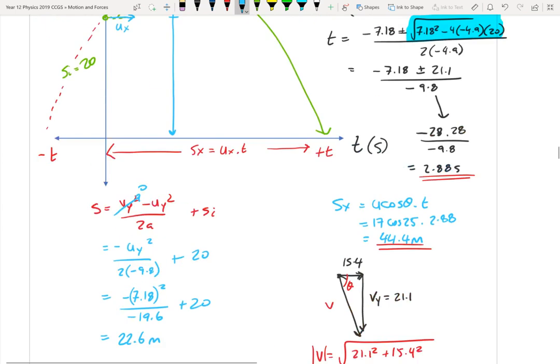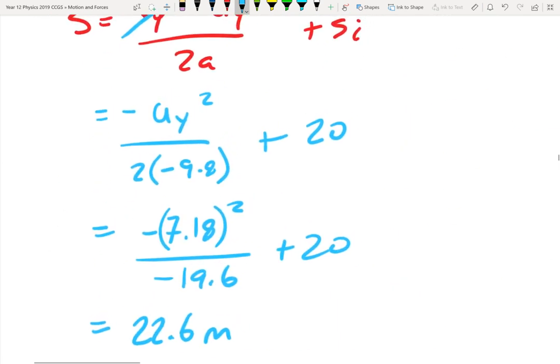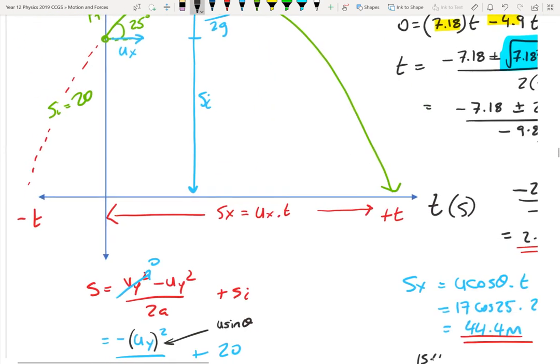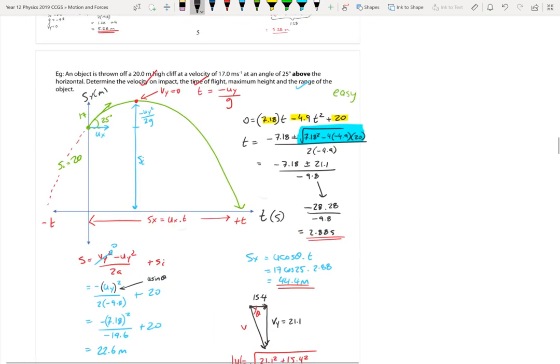Thank you. So basically, this section here is S initial. This section here is negative Uy squared over 2g. Happy with that? Please remember, it's Uy. Even though I wrote Uy, please remember that is still u sine theta. Make sure you don't forget that. Don't go putting 17 squared, or else you'll get a huge answer.